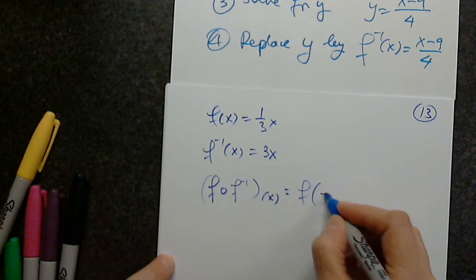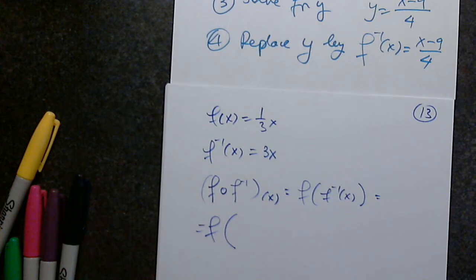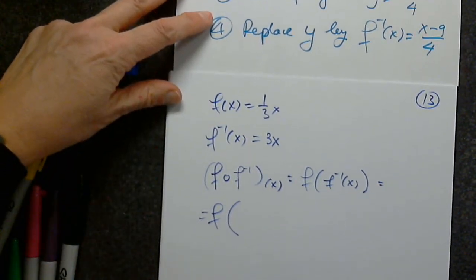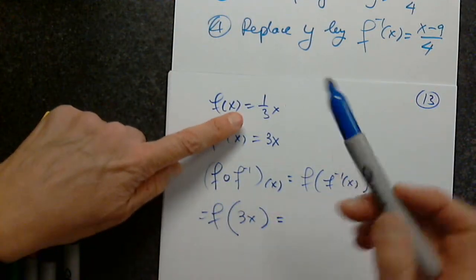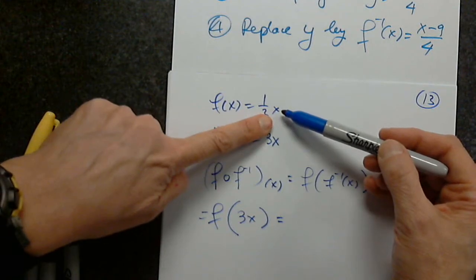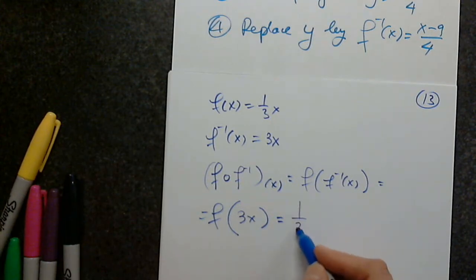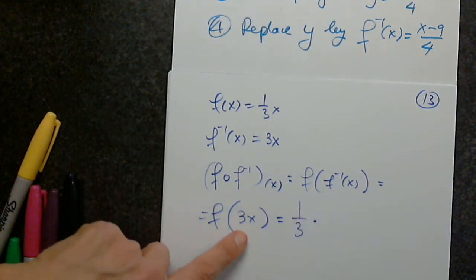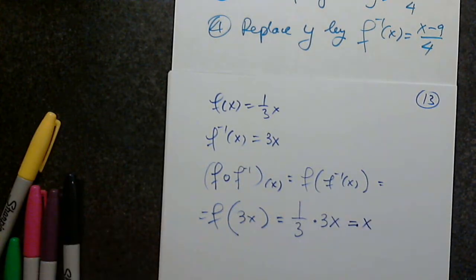So f of f inverse. What is f inverse? 3x. And now I'm looking at f. f says 1/3 times whatever you want. But this is what I want now. I want 3x. So 1/3 times 3x. And the answer is x. Of course. We knew that. Multiplication by 3 and division by 3 must be inverses of each other. Any questions for me?